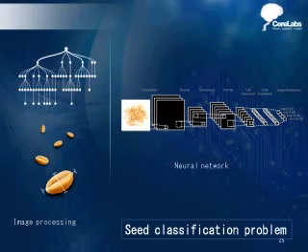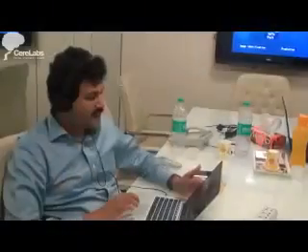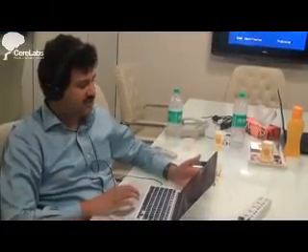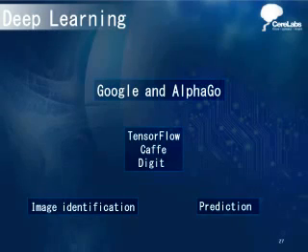This is really deep learning, which is what I showed you in the seed classification problem. These are neural networks and they have multiple layers. Each layer learns about a different thing about the image or whatever data you have. The most famous is the system AlphaGo, which Google owns. This is the system that beat the world Go champion last month.